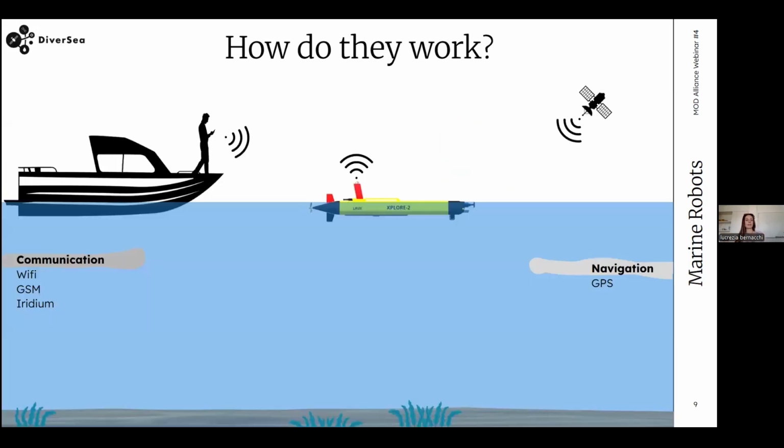Okay, so let's pretend we are in an operation. So we deploy the vehicle from the boat or onshore if we can. The vehicle is on the surface, the antenna is outside the water, so everything is perfect. We have communication, Wi-Fi, GSM, Iridium, so satellite communication, and we also have the GPS signal. So for the navigation, we don't have any problem. The vehicle knows where it is. Let's pretend that it knows where it has to go, so it can control itself autonomously to reach the specific point.